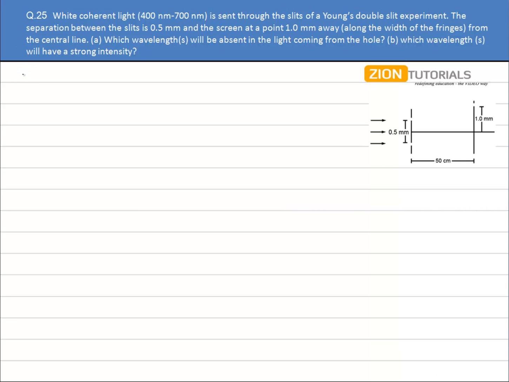Now first of all we'll calculate which wavelength will be missing. Those wavelengths will be missing whose intensity at this very point is 0. So we'll calculate those wavelengths whose intensity is 0 at that very point. Now we know that for dark fringes, (n plus 1 by 2) into lambda is given by d y by capital D. So the value of y is given as 1 mm.